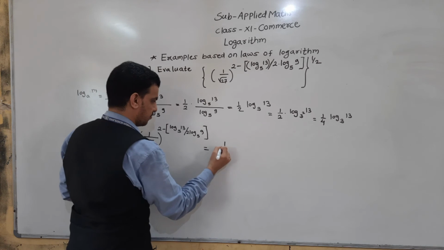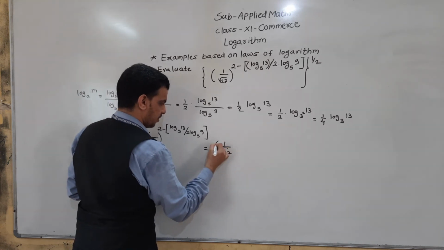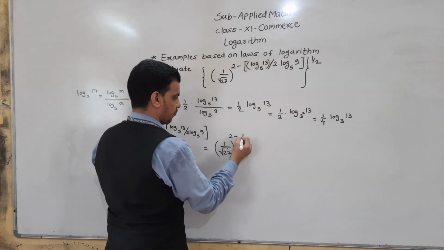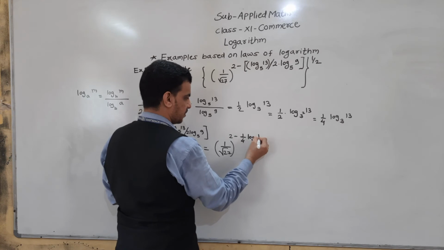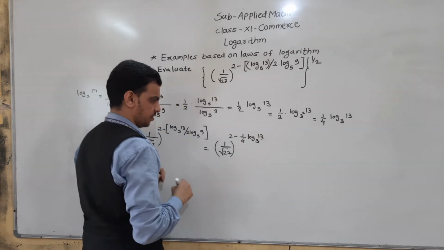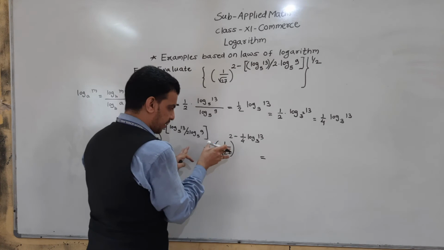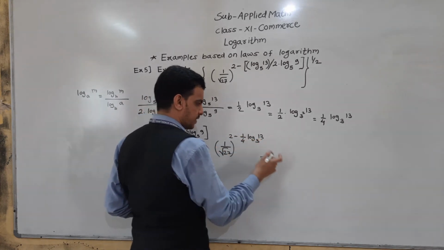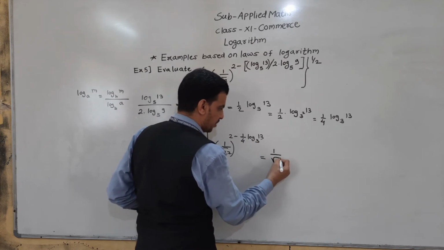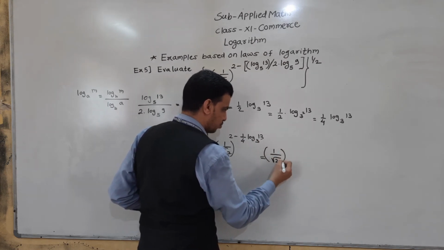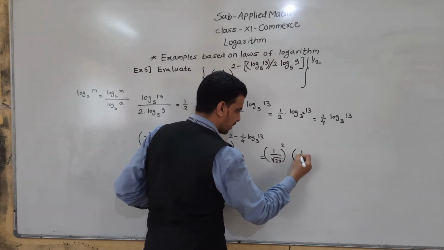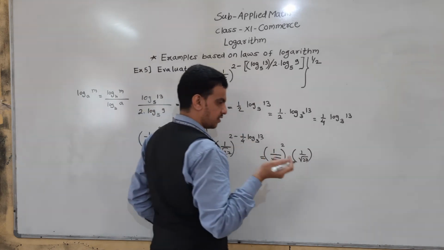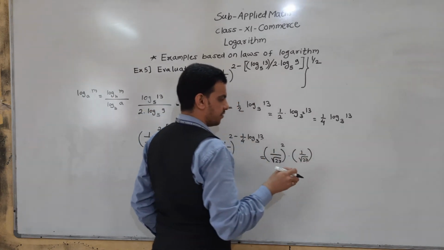Okay, now 1 by root 27 raised to 2 minus, simplification of this is 1 by 4 log of 13 to the base 3. So we can separate like this way, 1 by root 27 raised to 2 into 1 by root 27 raised to minus 1 by 4 log 13 to the base 3, using a raised to m plus n, which we can write as a raised to m into a raised to n.